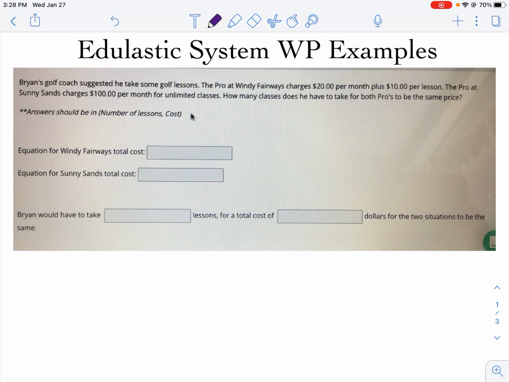These are some examples that you'll see in Edulastic on solving linear system word problems. So take notes carefully with these, and then they'll help you with the assignment.